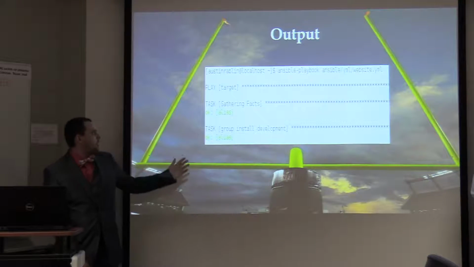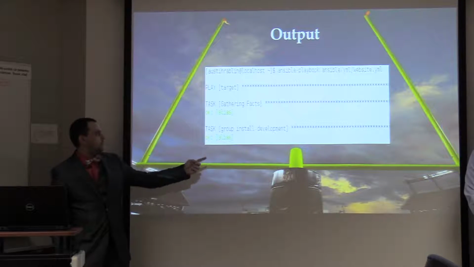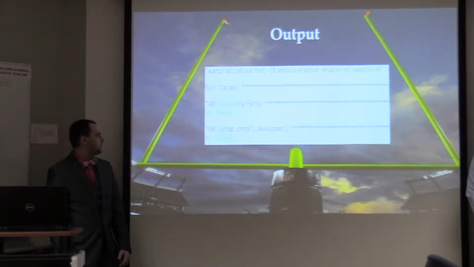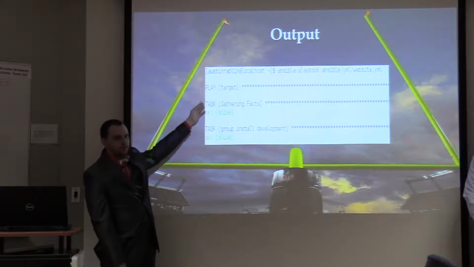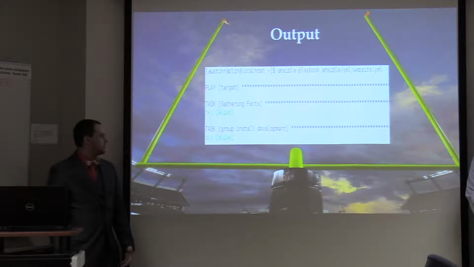So for the output, to run your playbook, it's a simple command of ansible-playbook and then the location of where you have that playbook located. Then here it'll actually go through your play where it connects to the server, making sure all the data to connect to that server is good to go.